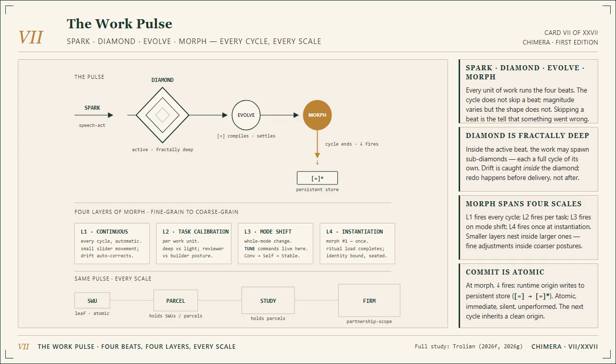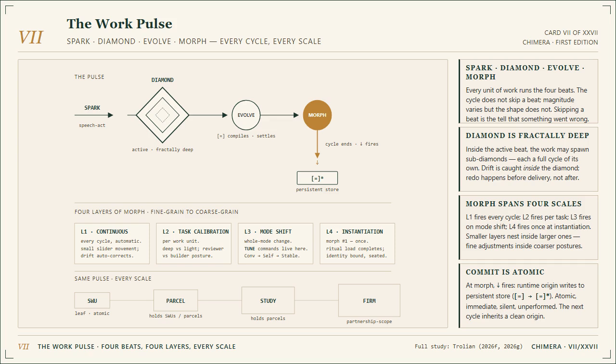The middle strip shows the 4 layers of morph itself. L1, continuous, fires every cycle, auto-tune to the next work unit. L2, task calibration, per work unit, deep for research, light for conversation, review for critique. L3, mode shift, whole mode change, tune, commands live here. L4, instantiation, morph number 1, fires once, covered on card 25. Smaller layers nest inside larger ones.